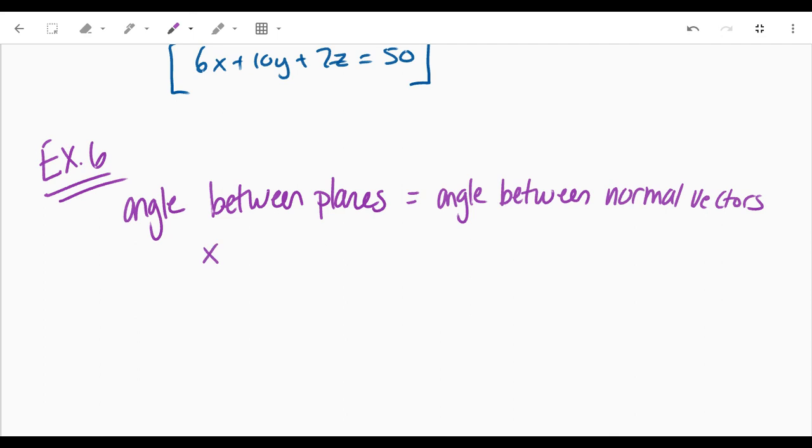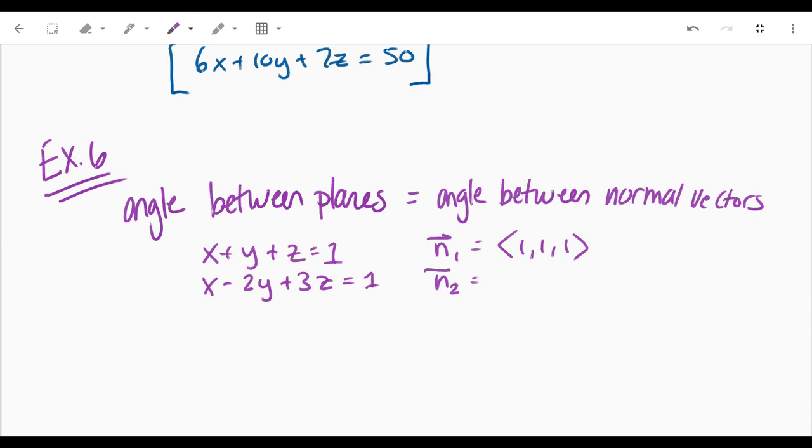The planes that they give you are x plus y plus z equals 1, and x minus 2y plus 3z equals 1. So your normal vector 1 would be 1, 1, 1. And your second normal vector would be 1, negative 2, 3. Those coefficients, remember, give you your normal vectors. So you're just finding the angle between those two vectors using cosine theta equals the dot product over the product of the magnitudes.